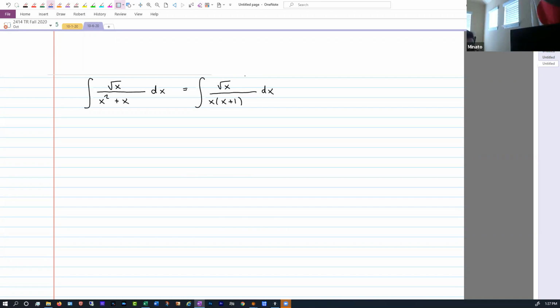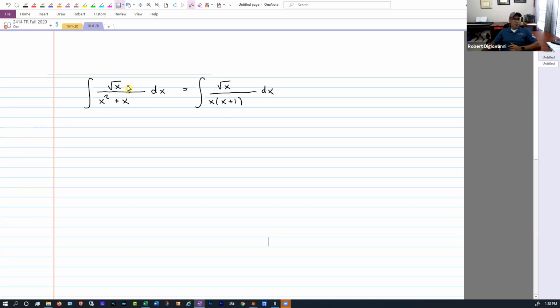Can we just go straight into partial fractions? Well, can you? That's a good question. Can you do partial fractions? Because in order to do partial fractions, you need a rational function. And rational functions are polynomials divided by polynomials. And even though the denominator is a polynomial, x squared plus x, the numerator is not.